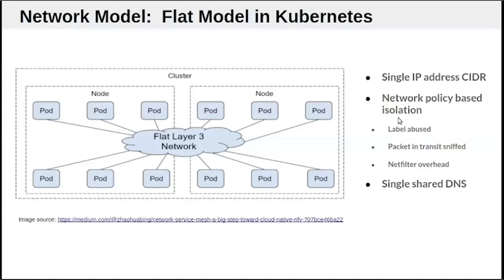In this flat network model, Kubernetes only has a single shared DNS. This DNS singleton is not desired by Arktos multi-tenancy because each tenant only wants to see the name records of that tenant and does not want to know any name records from any other tenant.